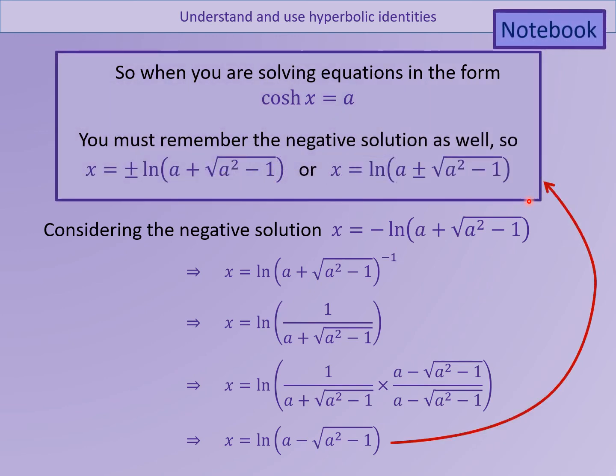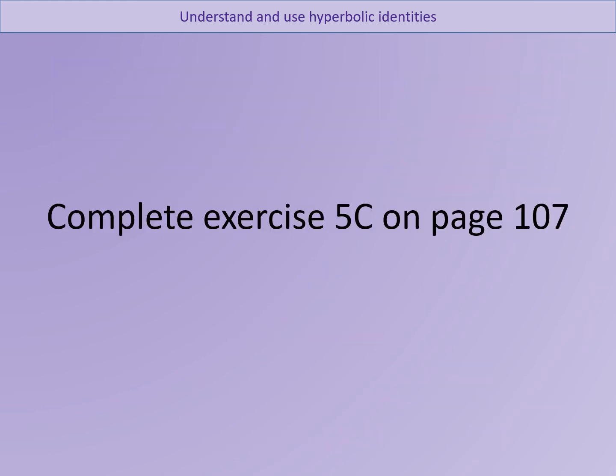So therefore, when we are solving equations of the form cosh x = a, we need to either take the positive or the negative answer here, or use this formula here. These are both equivalent. Now complete exercise 5C on page 107.